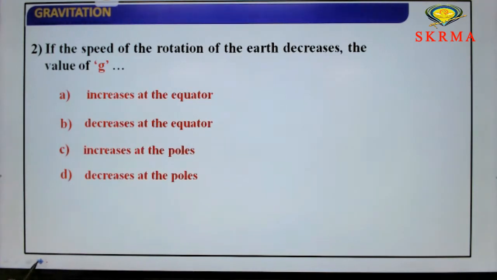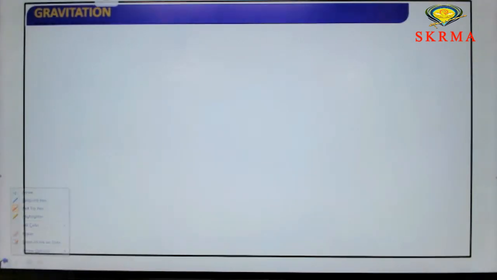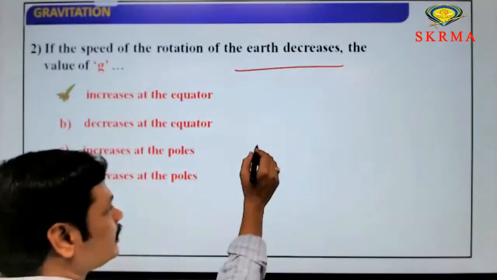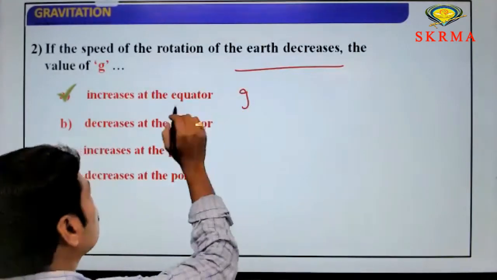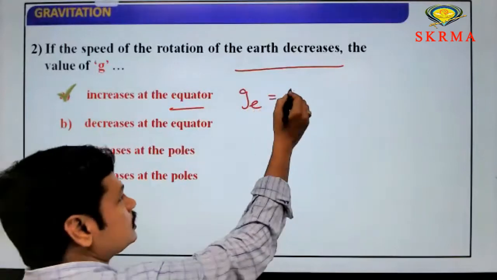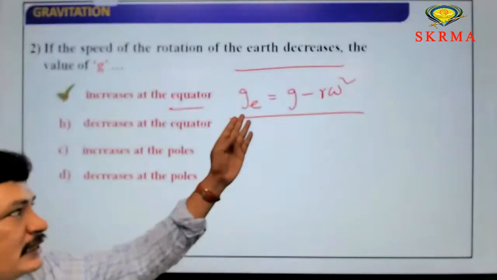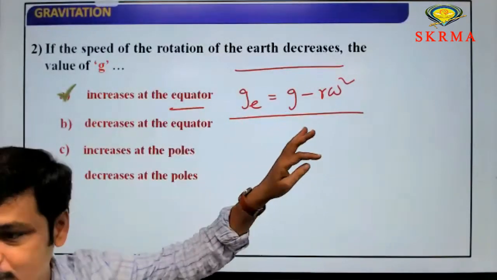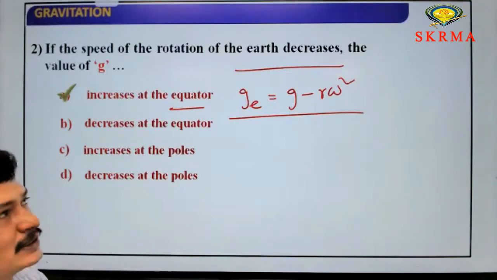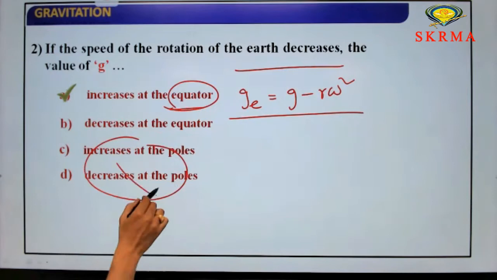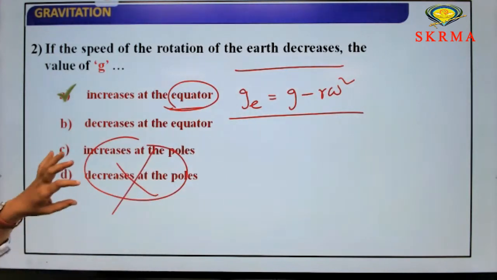That's why it decreases. The speed of rotation of Earth decreases here. Why? Because g at the equator is equal to g minus R omega square. Here g at the equator equals g minus something, and minus something means some quantity decreases. That's why g decreases at the equator. It does not depend upon the poles. That's why these are not the cases at the poles.